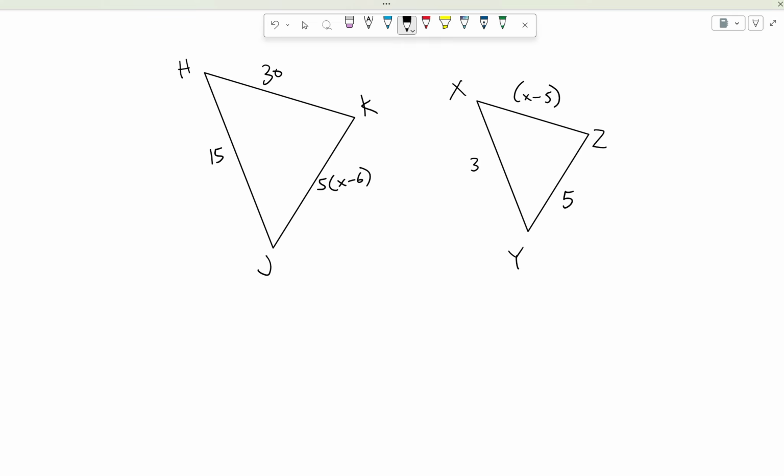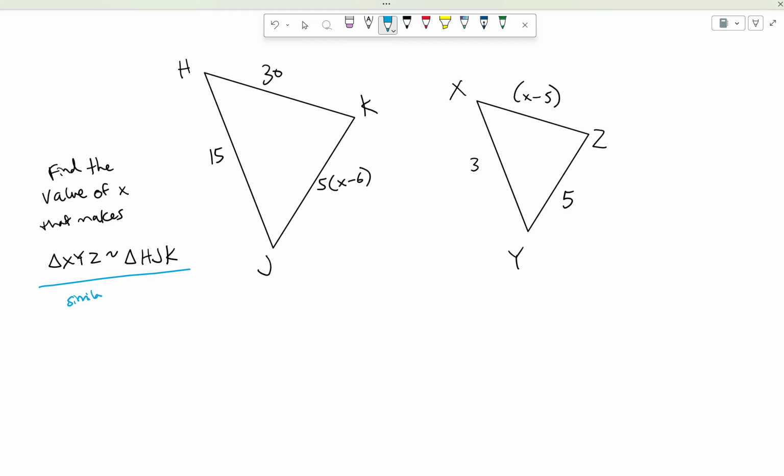Now, the setup already looks kind of crazy, but here's what I need to make sure that we have established: we are going to find the value of x, obviously, which is the goal of the problem, but it's how we set it up that's going to be the trick. So we find the value of x that makes these proportional or similar. It's going to be triangle XYZ similar to triangle HJK. Now, what's great is that we were given this similarity statement.